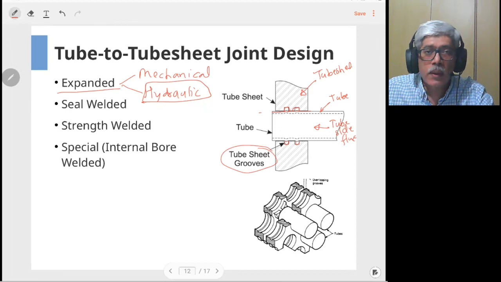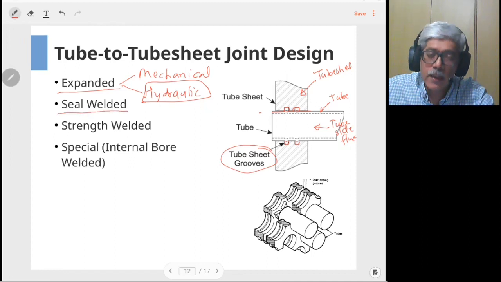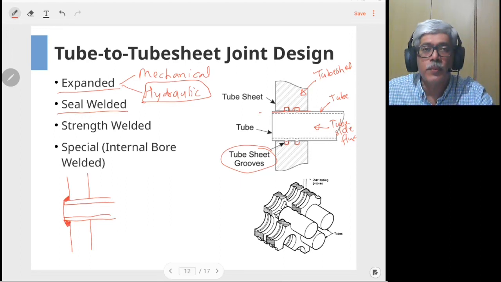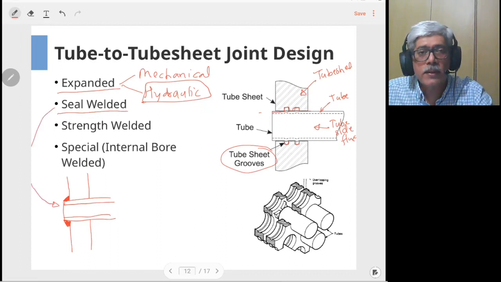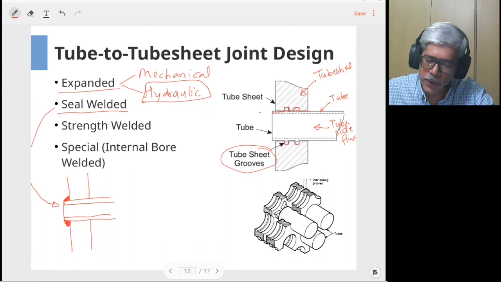If you require more positive sealing, you use what is known as seal welded, or different types of welded joint. In a seal welded joint, you have the tube which is inserted into the tube sheet, and some part of the tube is projected and it is welded to the tube sheet. So this is known as a seal welded joint. This provides a more positive connection with the tube sheet.